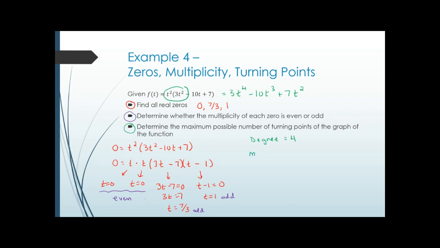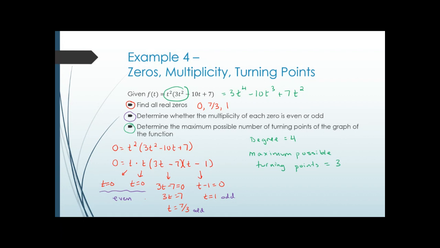Then the maximum number of turning points is 1 less than that. So the maximum possible turning points is 3, because that's 1 less than the degree. So we should have 3 points where the curve changes direction.